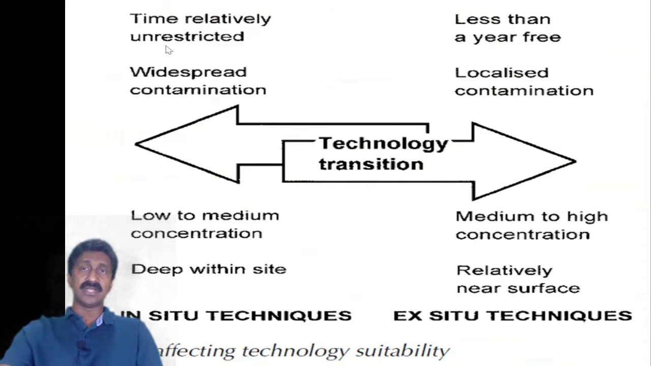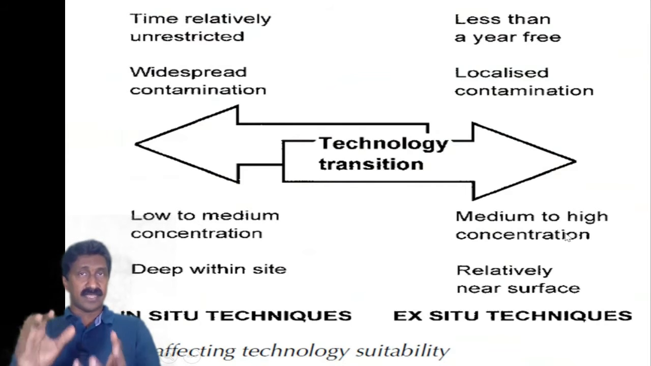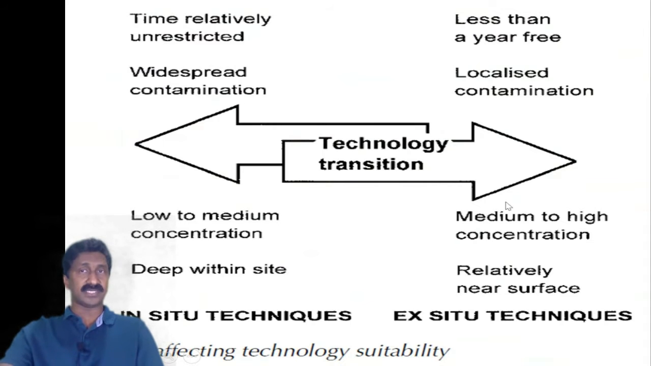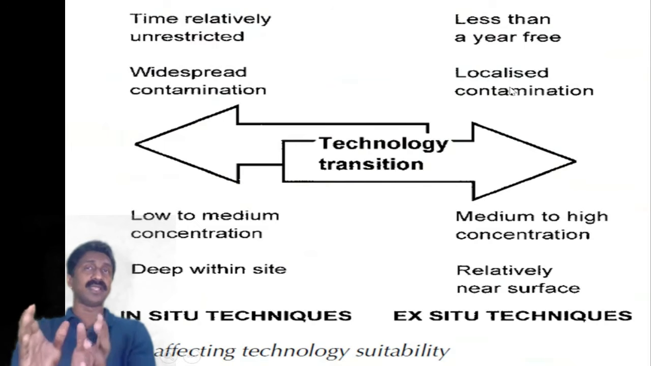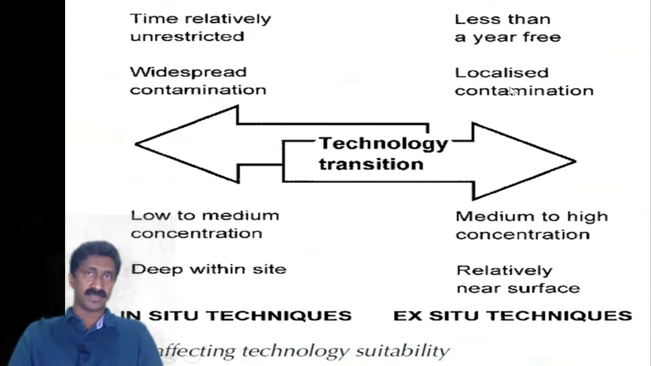In that case, it is a local contamination occurring in a very short period, at a high concentration within a short time on a localized area. That can be removed from the site, and you can try ex situ treatment because the concentration is high, it is occurring in a very short period of time, and it is occurring only in a localized area from which you can collect the sample.